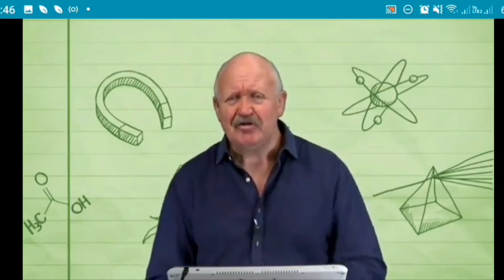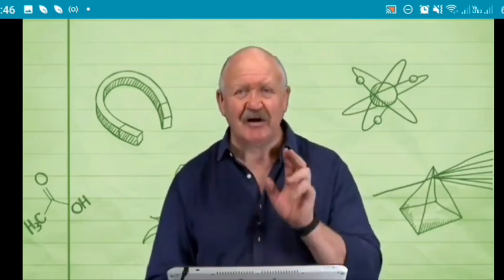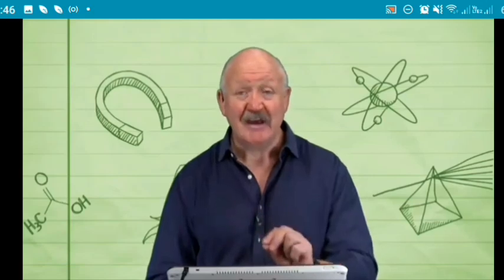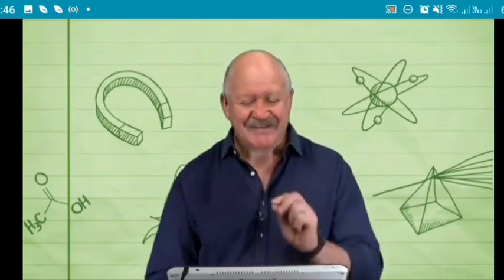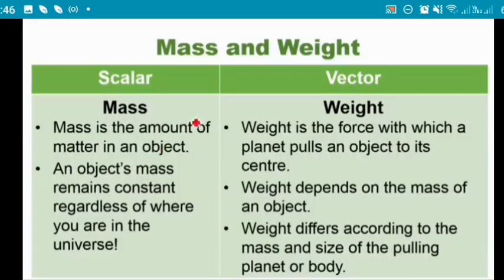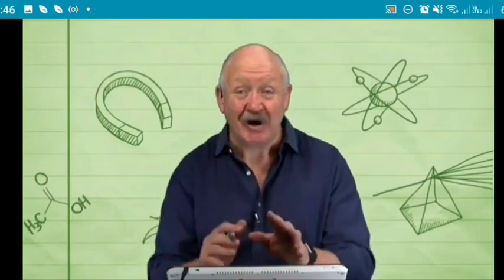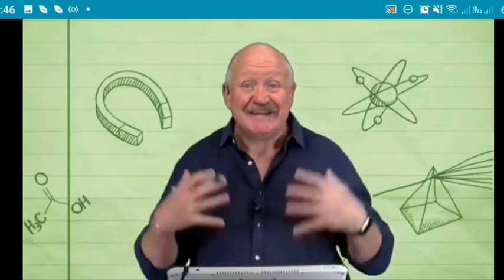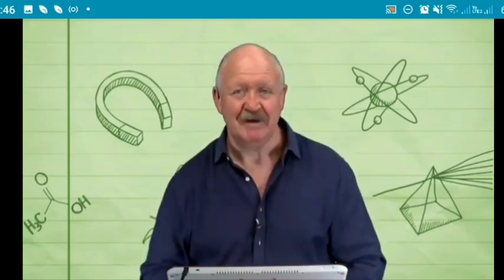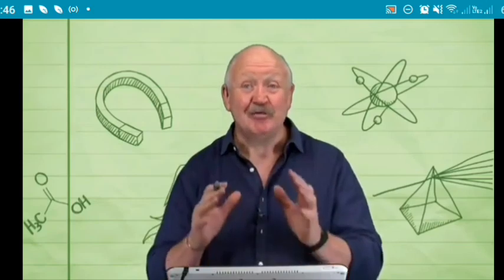I just want to pay attention to two in particular because they are very often confused. Mass and weight are related, but they are not the same thing. Mass tells us about the amount of matter in an object. An object's mass remains constant regardless of where you are in the whole universe, because it doesn't matter where you are. The amount of matter inside of you stays the same. It doesn't change wherever you go.